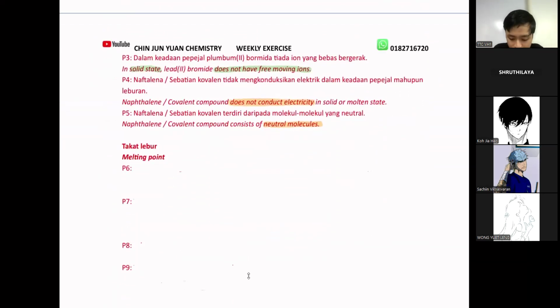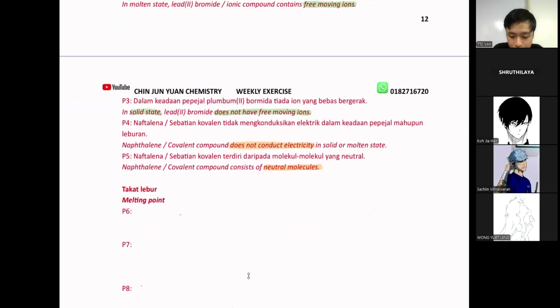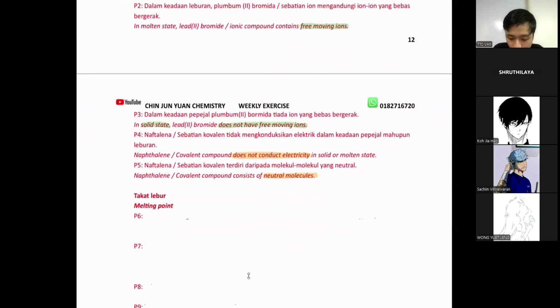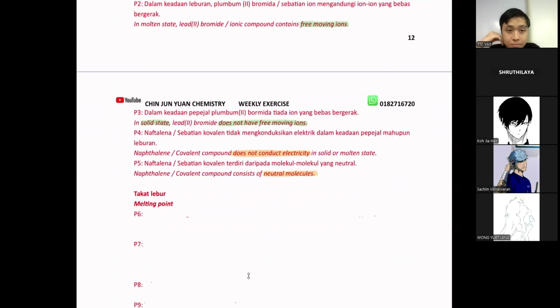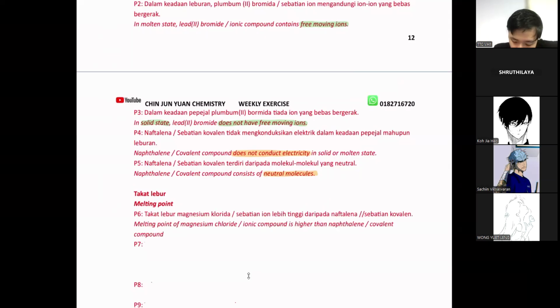Okay, 6, 7, 8, 9, 10 is about the melting point. All done. So melting point, how do I say? Number 6, melting point of magnesium chloride is higher than naphthalene.